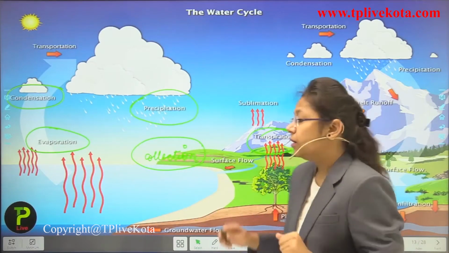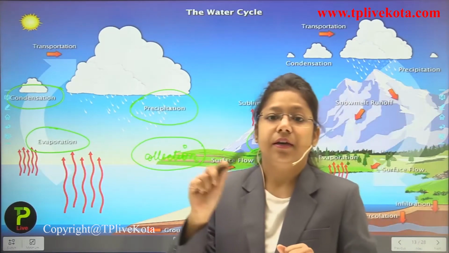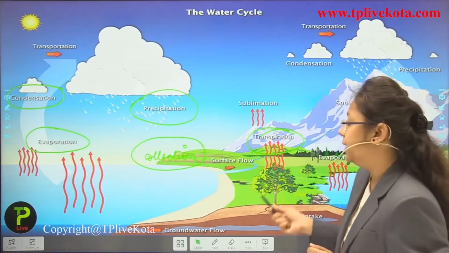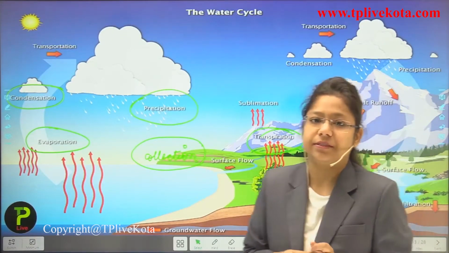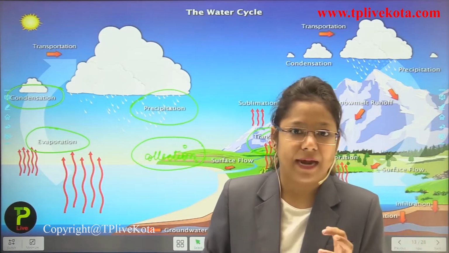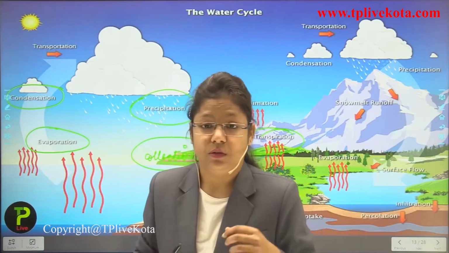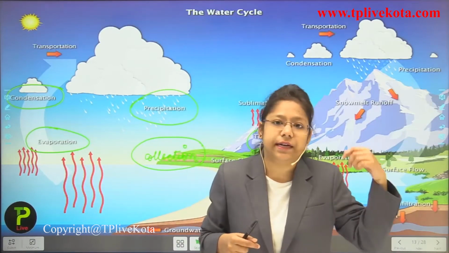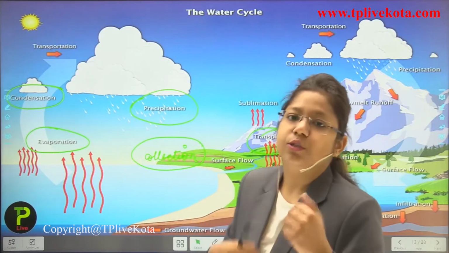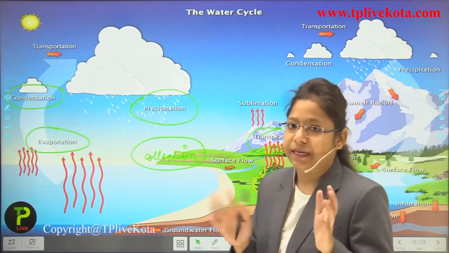Transpiration means the conversion of water which is present inside the plants into water vapor is known as what? Transpiration. It is only done by the plant parts, that is the leaves. Actually, the water which is supplied to the plant is carried by the roots to the other parts of the plant also. But some extra amount of water is released by the plant in the form of water vapor into the atmosphere. So this is known as what? Transpiration.